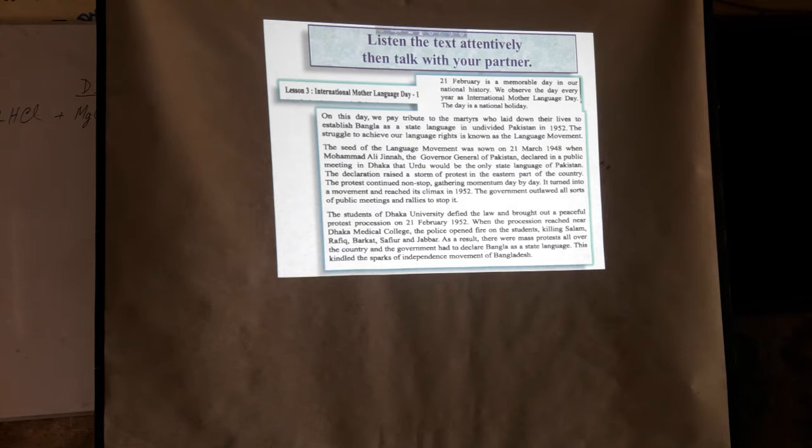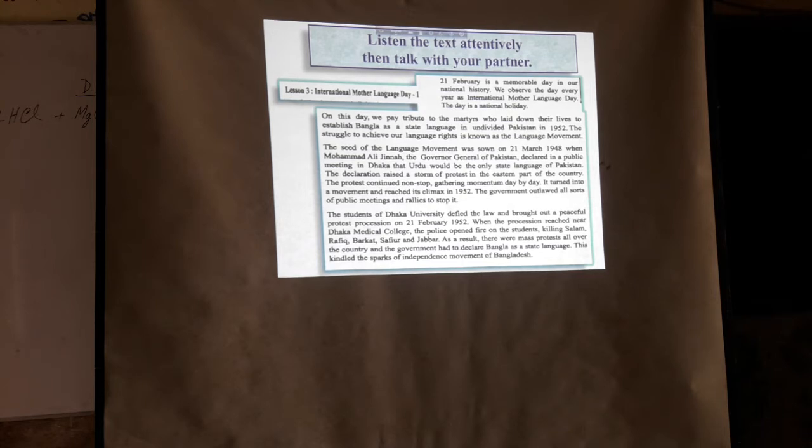The seed, you know what a seed is? It is very common to you, because rice, paddy, etc. Bean is also a seed. So the seed here is not just a bean. Here seed is the first step. The seed of the language movement was sown on 21st March 1948 when Muhammad Ali Jinnah, who was then the governor general of Pakistan, declared in a public meeting in Dhaka that Urdu would be the only state language of Pakistan.